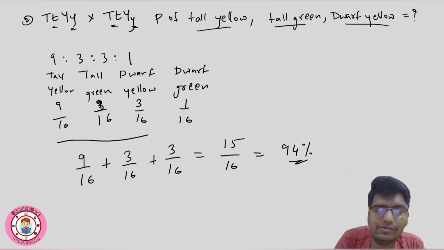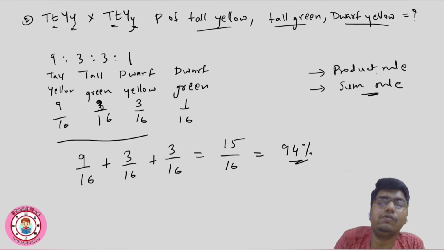Okay, so that's it for this video. I hope you have understood it. In this video, we studied about product rule and sum rule. In the next video, we will see one more method of probability, that is binomial expansion.